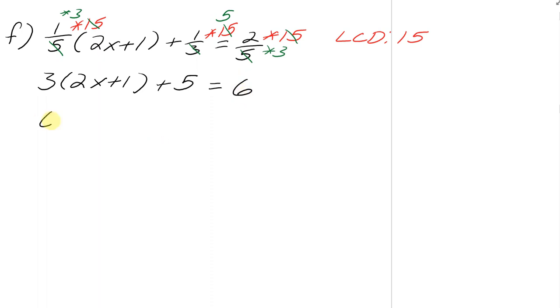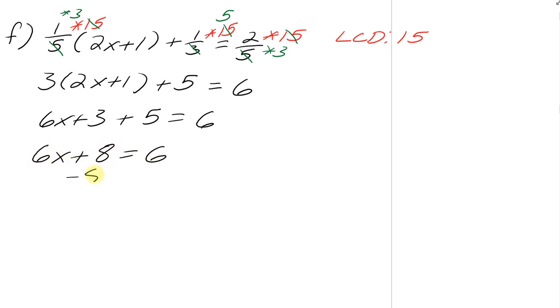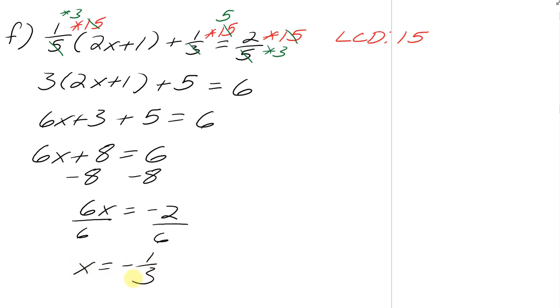So now I can distribute. That should be 6x plus 3 plus 5, so then this is 6x plus 8 equals 6. Subtract the 8 from each side, I get 6x equals negative 2. Divide each side by 6, and you get x equals negative 1/3.